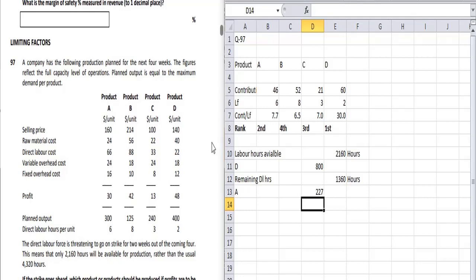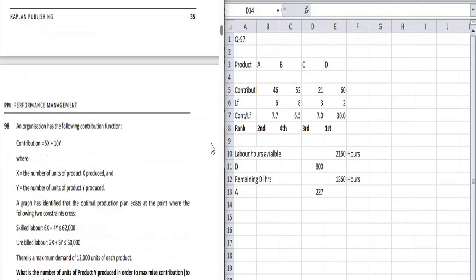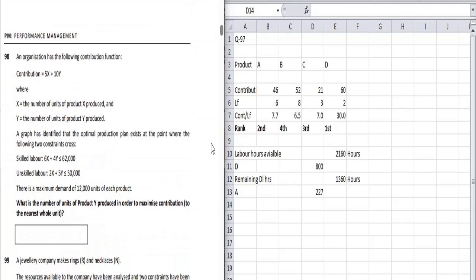Okay, so moving ahead, our next question is: what is the number of units of product Y produced in order to maximize the contribution, to the nearest whole unit? So let's read out the scenario. The organization has a contribution function. So if we get the values of X and Y and put them here, it will maximize our contribution. This is the maximum contribution we will get by selling these units, where X is the number of units of product X produced and Y the number of units of product Y produced.